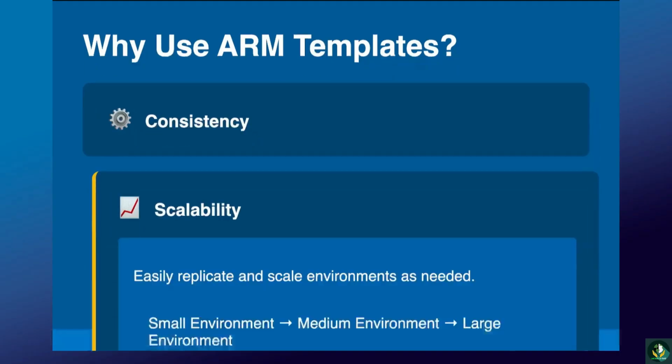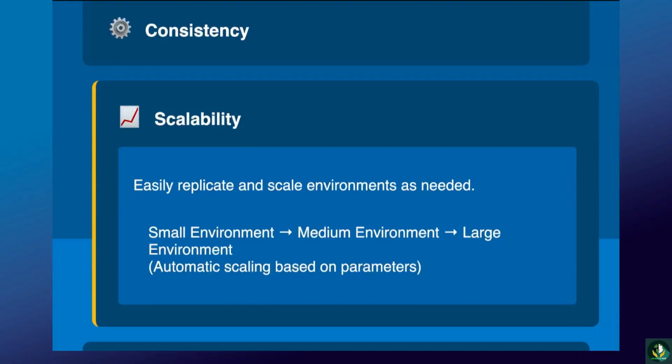From a scalability perspective, ARM templates enable rapid environment replication. The template structure allows for parameter-driven deployment, which means you can use the same template to create development, testing, and production environments. This capability reduces configuration errors and speeds up the deployment cycle.